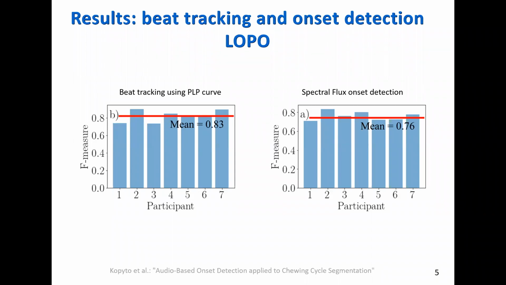Finally, we evaluated PLP beat tracking and spectral flux onset detection with a leave one participant out cross-validation. For beat tracking, the range of possible tempi, which is a parameter of the PLP computation, is varied in the LOPO cross-validation. The average F measure over all participants is 0.83 for the PLP beat tracker, here on the left-hand side. For spectral flux, the relative threshold of the adaptive peak picking algorithm was varied. The LOPO analysis resulted in an average F measure of 0.76 here.